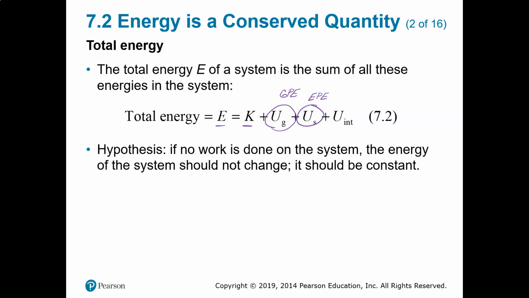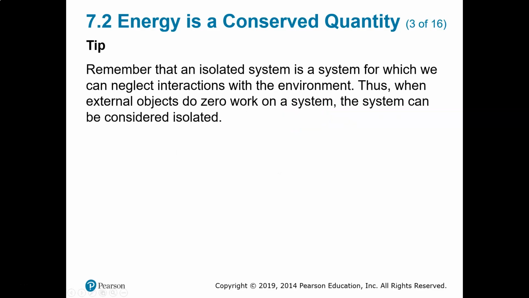When we look at that, we need to remember we're looking at what we would consider to be an isolated system, so we can neglect interactions with its environment. External objects do zero work on the system. The system can be considered isolated. Oftentimes, when I draw these in class, or even when we draw these here, you'll notice that we have dashed lines that say, okay, this is our system. This is our glass bubble, if you will, so that we can isolate what's happening.